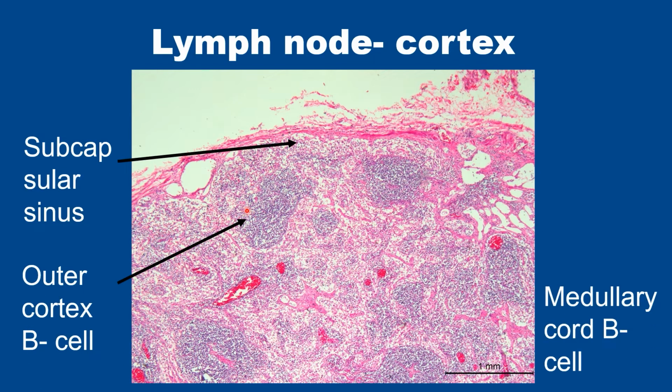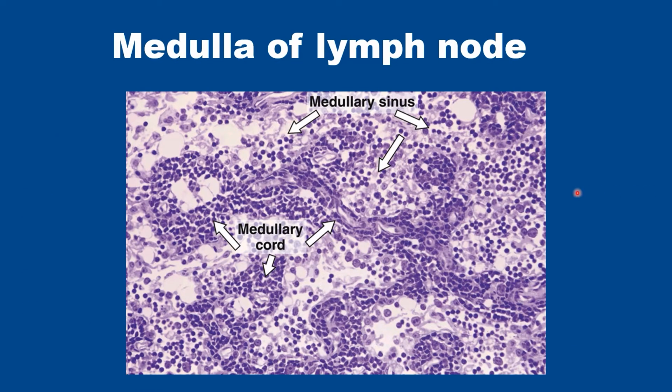This is a lymphatic nodule in the outer cortex containing the B cells, and these are the medullary cords, which contain reticular fibers and lymphocytes. In between there are sinuses. This is the medulla of the lymph node. The medulla contains medullary cords. As I was saying, there are reticular fibers, and lymphocytes and macrophages are there.